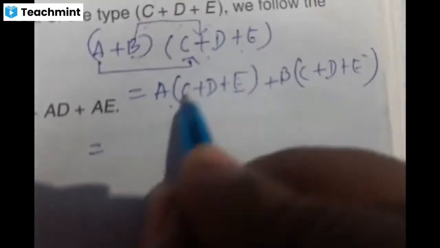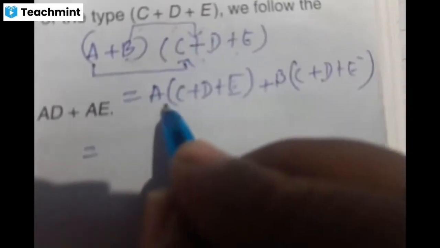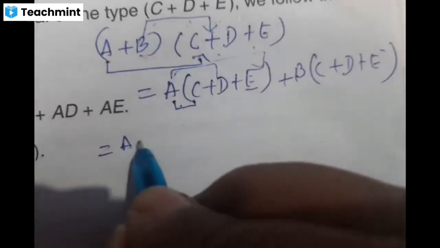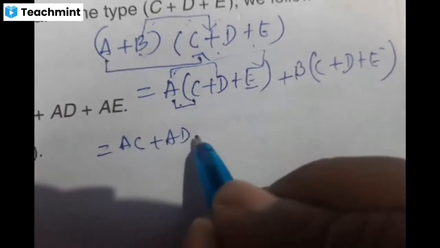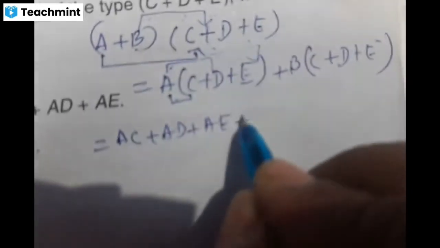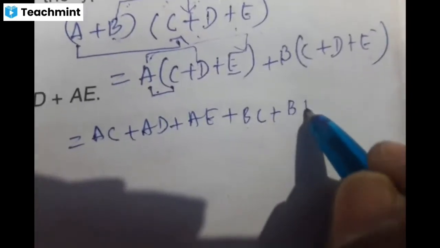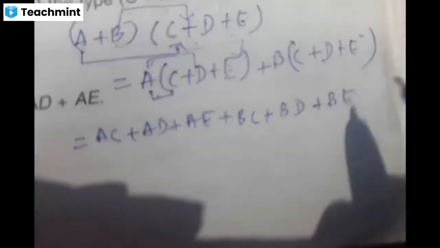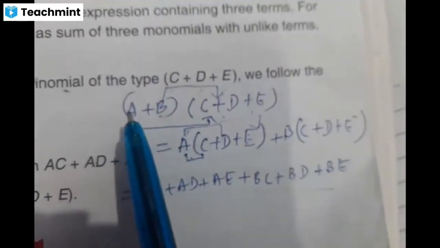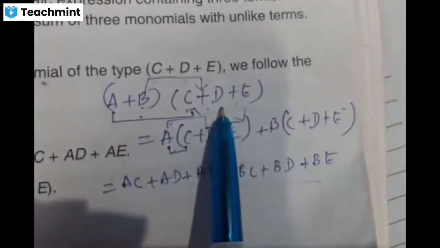Then you know how to multiply this monomial with another algebraic expression, that is the trinomial. What you do here? A into C plus A into D plus A into E. Then here B into C plus B into D plus B into E. So in this way, we are going to multiply the given binomial with a trinomial.